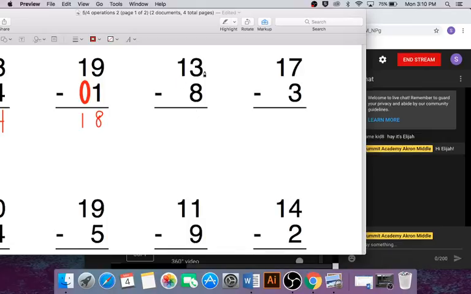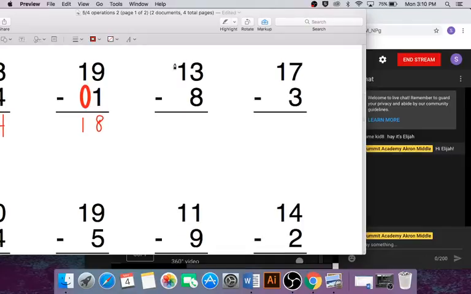Our next problem, we have 13 minus 8. When we start on the right, we can't subtract 8 from 3, so we need to move over, borrow from the 1. Our 1 becomes a 0, and our 3 becomes a 13. Now we have 13 minus 8, and 13 minus 8 is 5.